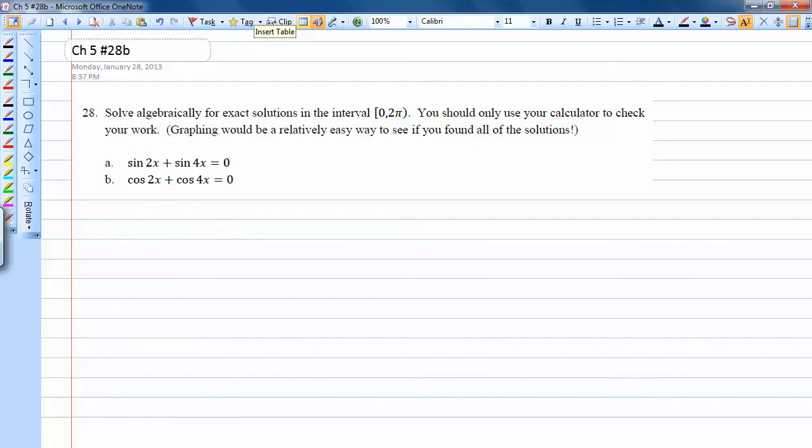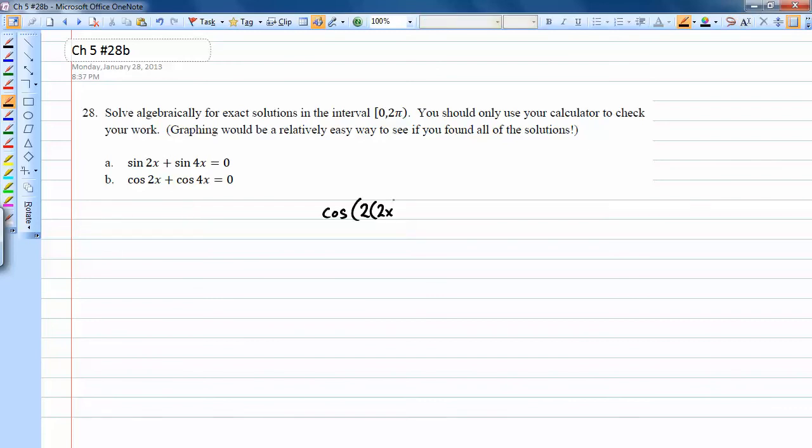Okay, so 28b, it actually has several solutions in the interval 0 to 2 pi. It looks deceivingly simple, I think, that equation. So let's work this out. Part of the problem is the fact that it's a cosine 4x in there. But what we do know is that cosine 4x is really a disguised version of a double angle.